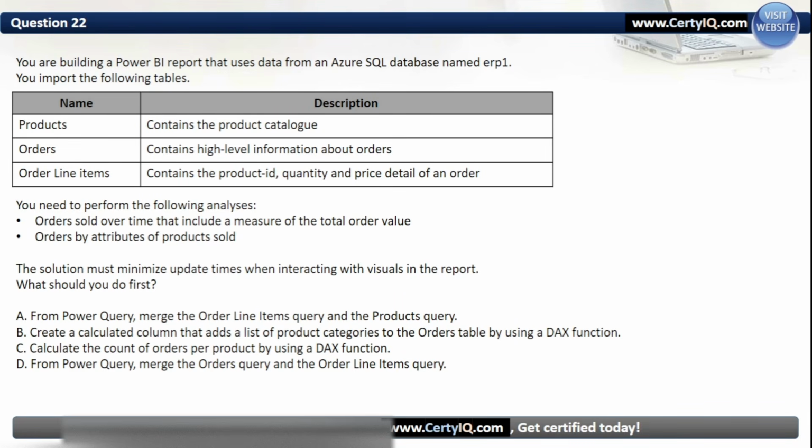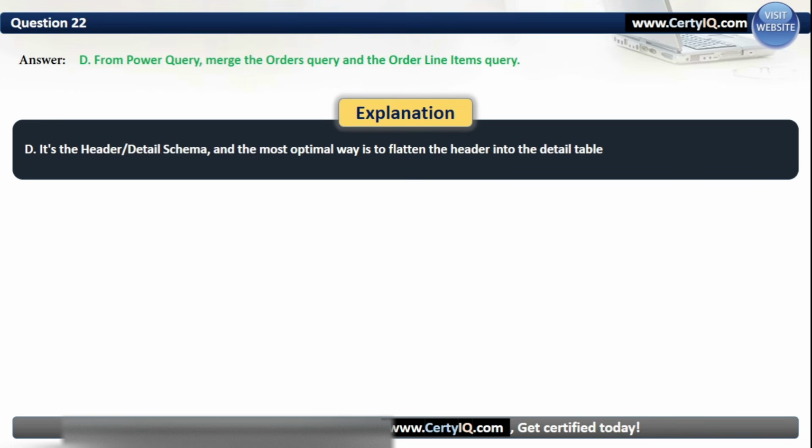The correct option is D. From Power Query, merge the orders query and the order line items query. It's the header or detail schema, and the most optimal way is to flatten the header into the detail table.